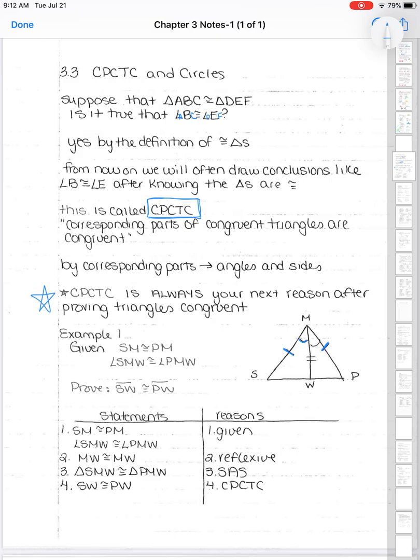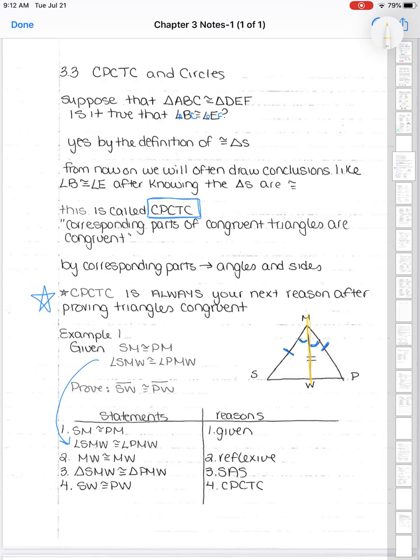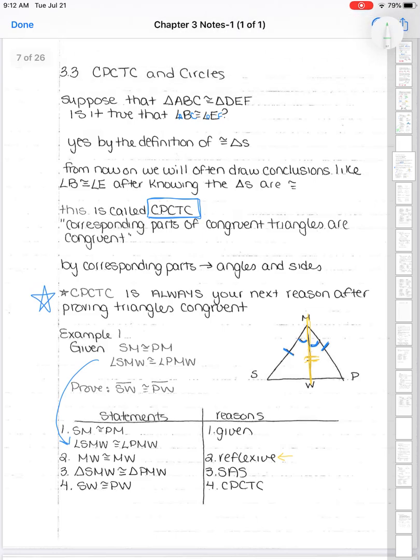So let's just try one of these. The nice part is it's taking what we did in the previous lesson and we're just extending it one step further. So it says we have given that SM is congruent to PM. And we see that angle SMW is congruent to PMW. So that's given to us. So that's our first statement with given.